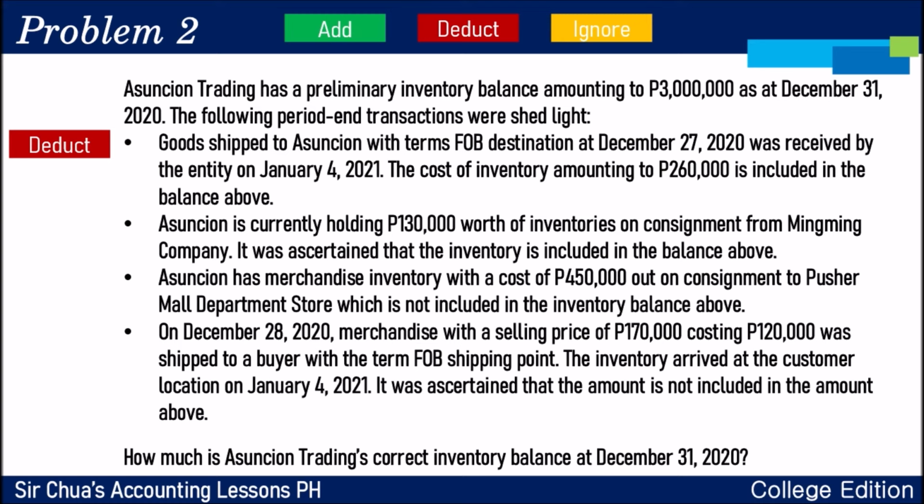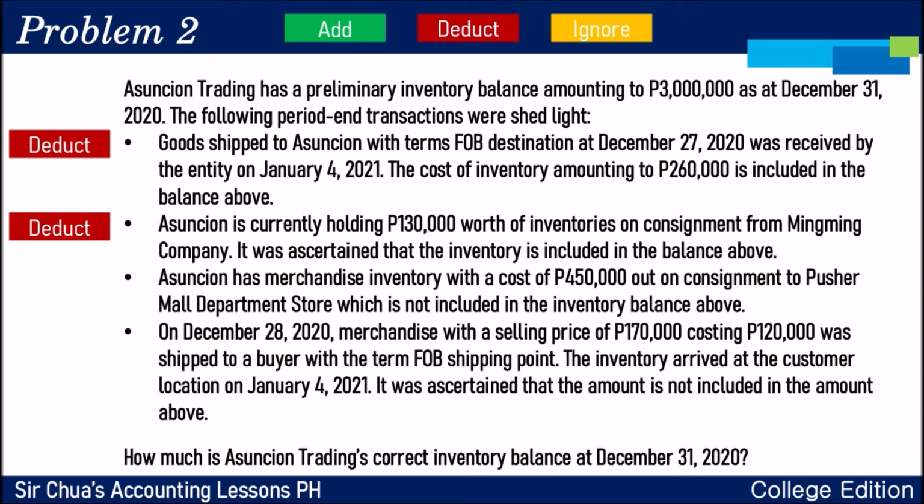Okay? Second bullet point. Asuncion is currently holding 130,000 worth of inventories on consignment from Mingming Company. Ano po yan? Goods out on consignment o goods held for consignment? That is goods held for consignment. Kasi nakipwesto po sa atin si Mingming Company. Nagpatulong magpabenta. Atin po ba yan? Hindi. Anong sabi? It was ascertained that the inventory is included.